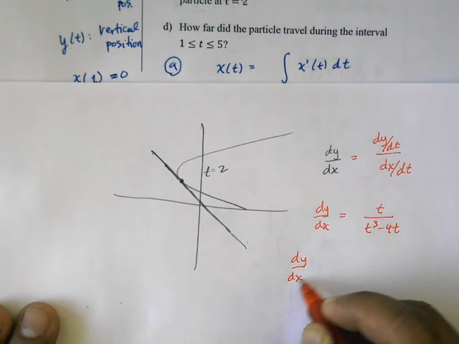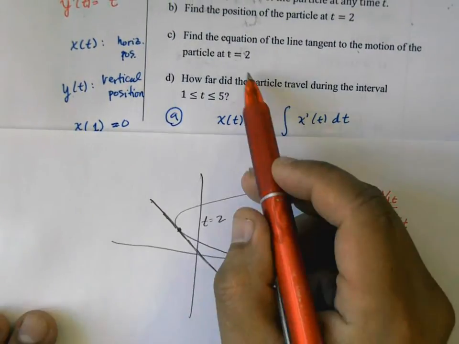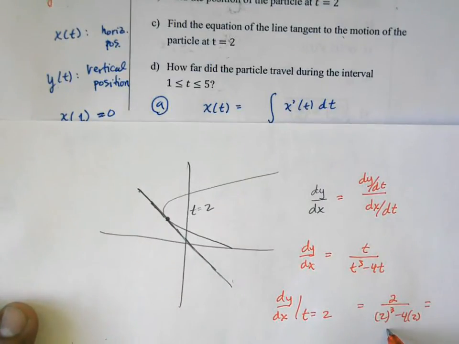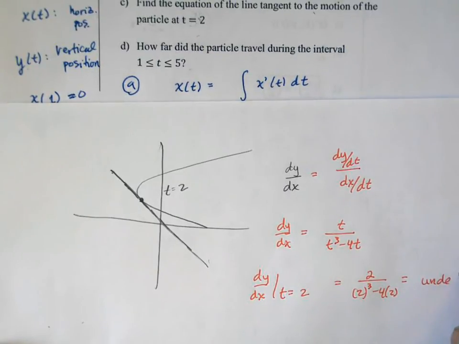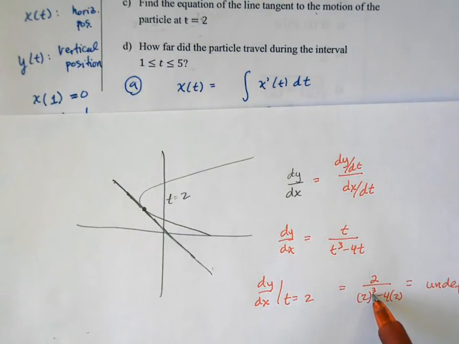is equal to dy/dt, which is just t, over dx/dt, which is t cubed minus 4t. So dy/dx when t is equal to 2, and that's what the question asks here, when time is equal to 2, is equal to 2 over 2 cubed minus 4 times 2. So in the bottom I get 8 minus 8. So this is undefined. Okay. In the denominator here I get 2 to the third, which is 8, minus 8, which is undefined.